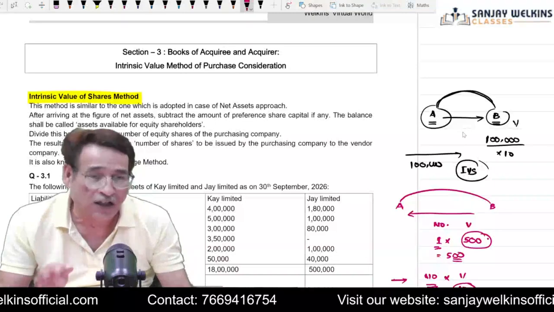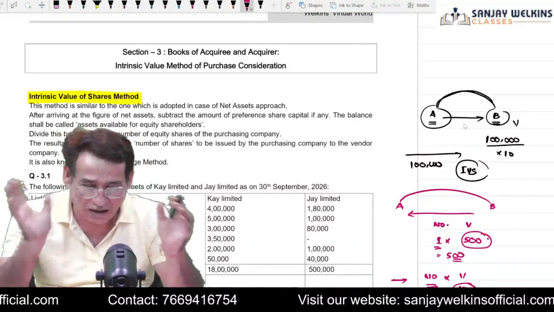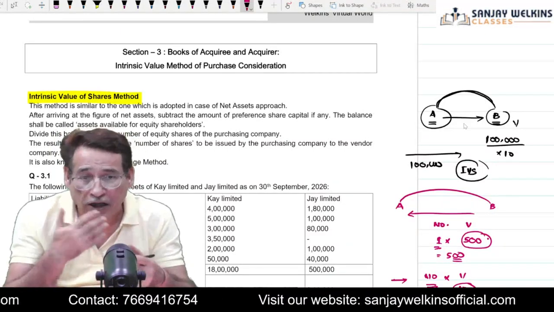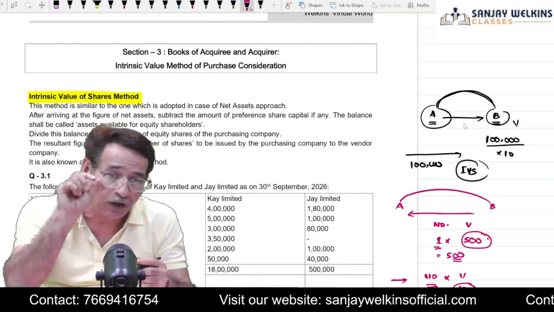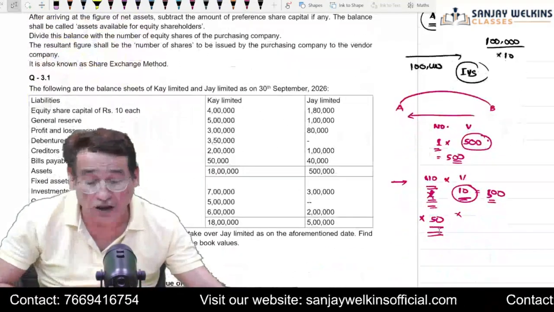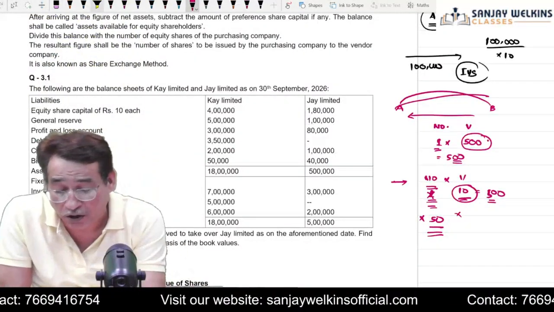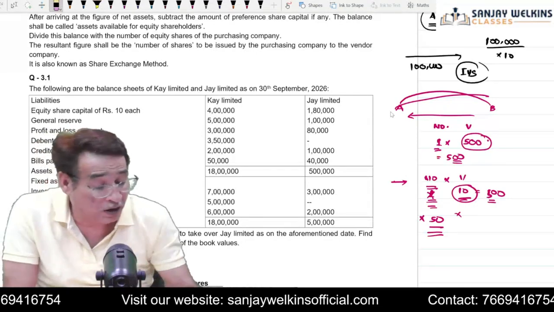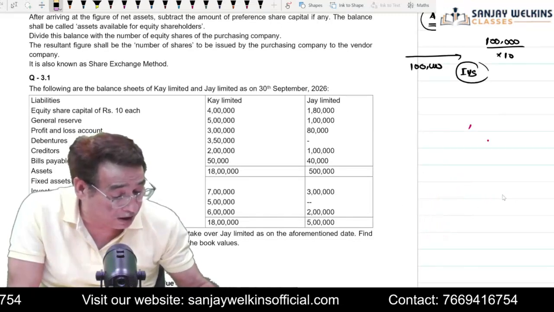In order to settle how many shares we should issue to you, the intrinsic value per share of both the companies will be found out, and accordingly it will be decided how many shares the acquirer company will issue to the acquiree company. So intrinsic value of share is very important from a practical point of view. In our regular courses, I do lots of discussion regarding that, but time permitting, I have still tried my level best to make you understand.